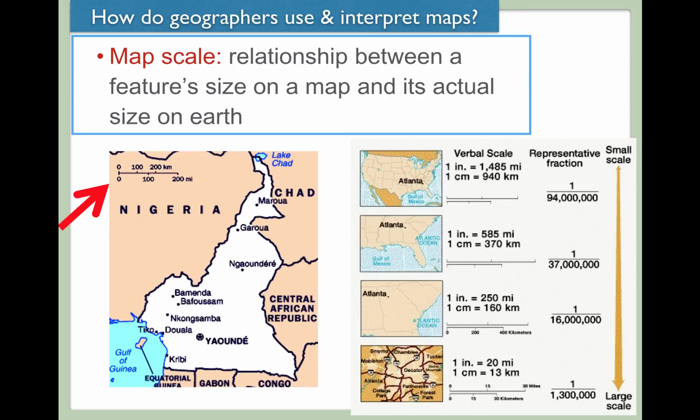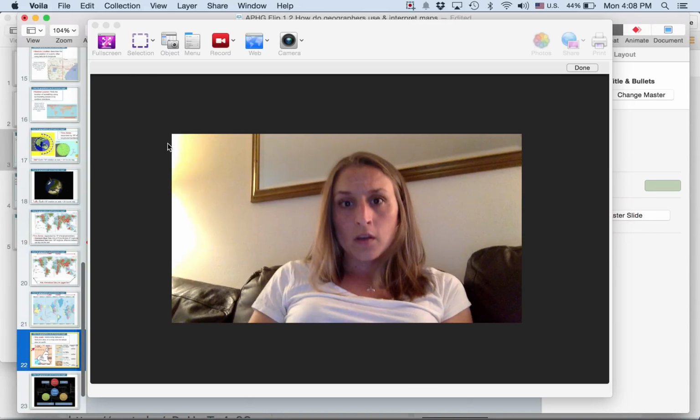Now, here's where the AP exam and sometimes geography in general can try to trip you up. The smaller a map is, the larger the scale. The smaller the area shown on the map, the larger the scale. Here's what I mean. I'm going to have to show you again so that we can work through this together.